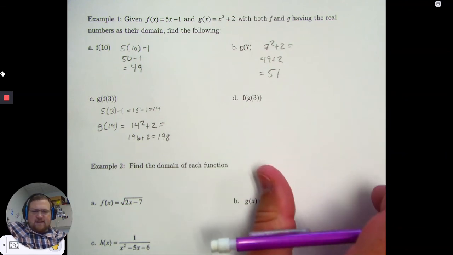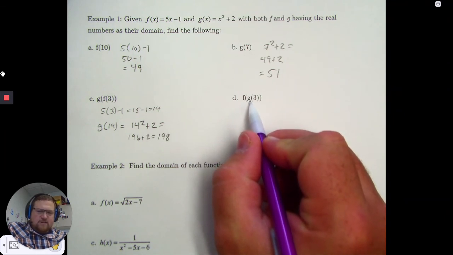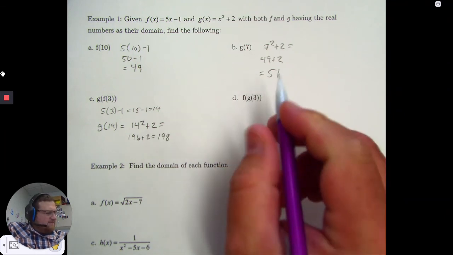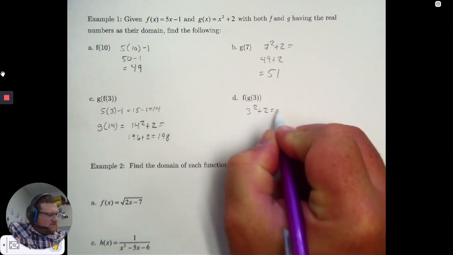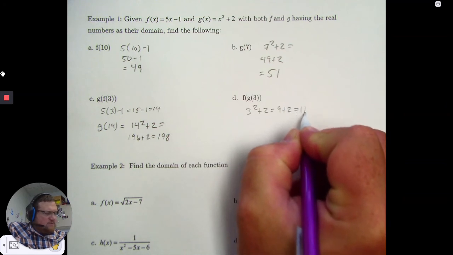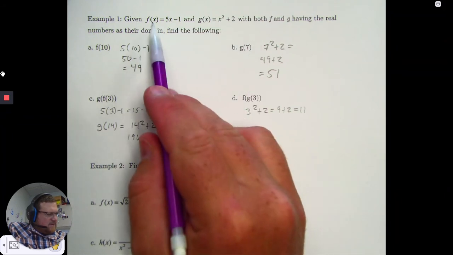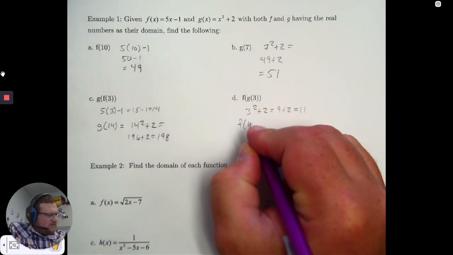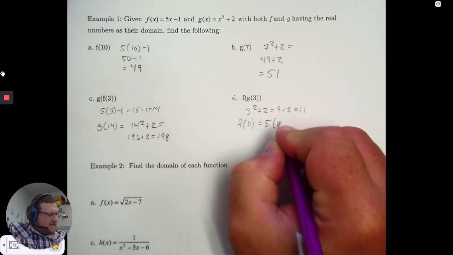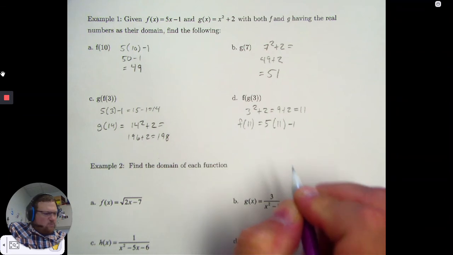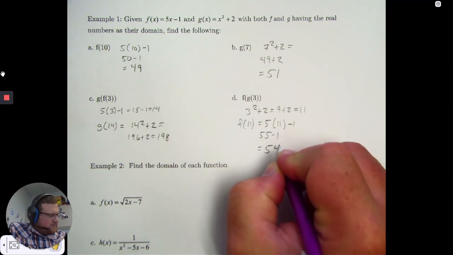Now for D, it's the same exact thing, except we're going to put it into G first and then take our solution to that and put that into our F function. So our G function, we're going to do 3 squared plus 2, which is 9 plus 2, or 11. But now I'm going to put that in to my F. So this is going to really put in 11 for my input into F. So that's 5 times 11 minus 1, which is 55 minus 1, which is 54.